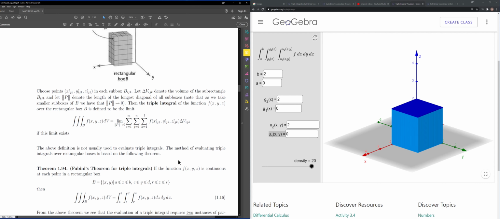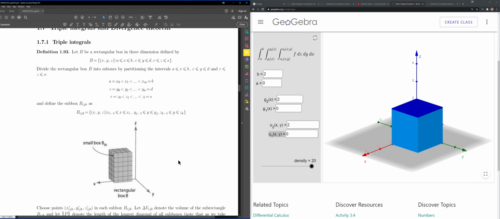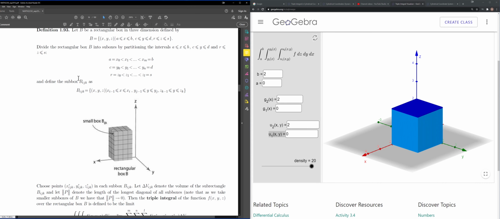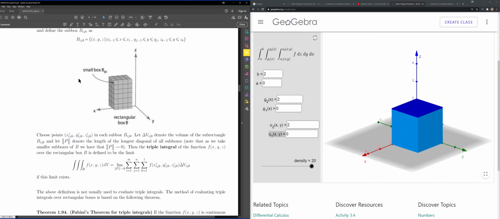Alright, so what we want to look at now is the topic of triple integrals. For a triple integral, we're going to be integrating over a solid region in three-dimensional space, right?